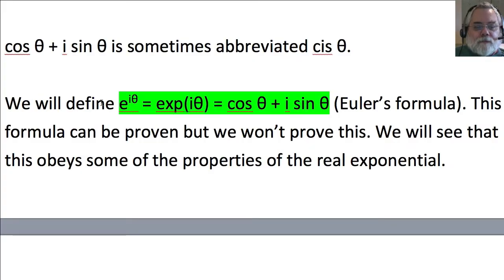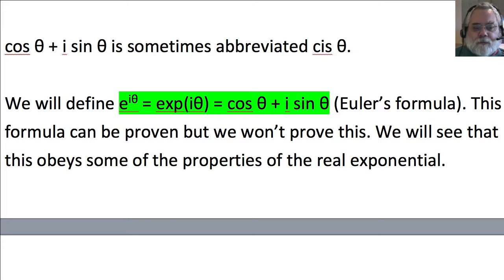We will define the complex exponential e to the i theta, where theta is a real number, a real angle, and e is the constant e that we use in exponential functions. We may sometimes write this as exp i theta, but in this video I think I will always be able to write it e to the i theta. So we're going to define that as cosine theta plus i sine theta. So we're just using it as an abbreviation for cosine plus i sine theta. This is Euler's formula. This formula can be proven, but we won't prove it in this lecture. It's enough for us to just take it as a definition.